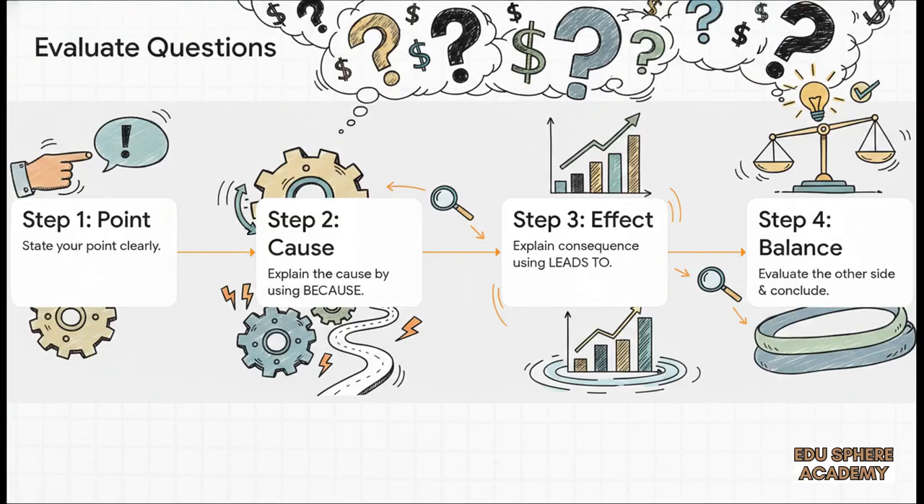So how do you actually tackle those big evaluation questions without panicking? Just use this exact 4-step chain. Step 1, state your point nice and clearly. Step 2, explain the cause by literally using the word because. Step 3, explain the consequence using phrases like which leads to or therefore. And finally, step 4, evaluate the counterargument and give a balanced conclusion. Sticking to this simple structure proves to the examiner that you truly get the mechanics of the economy.